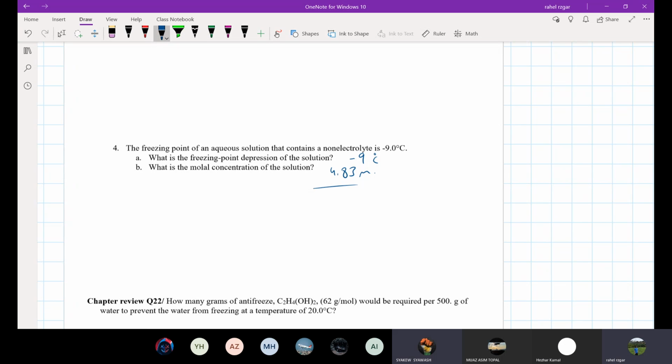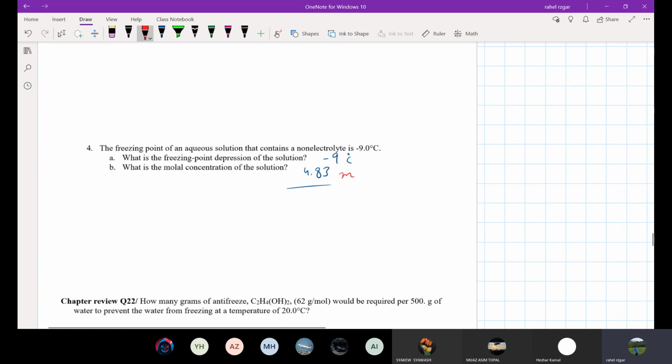Sir, does molality have another symbol? M is a little bit confusing for me. Actually, no. You are right. You are right.